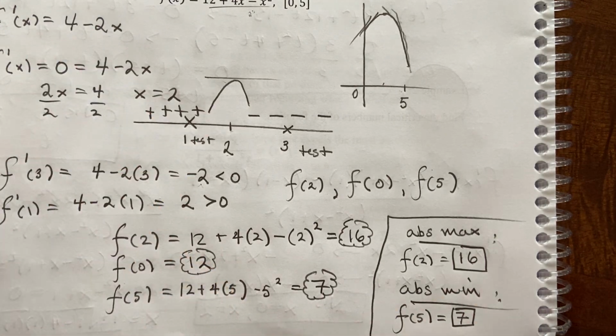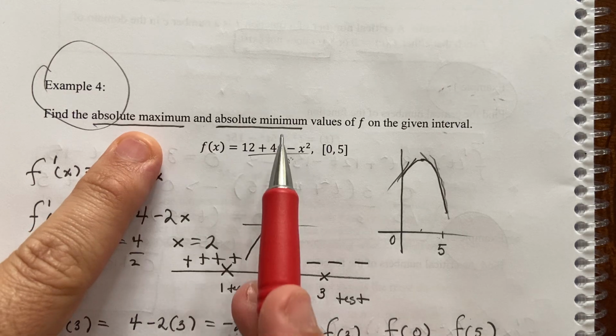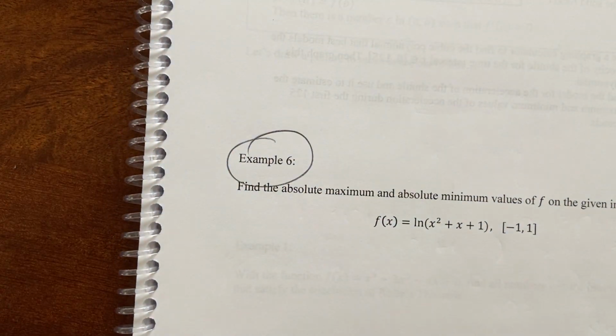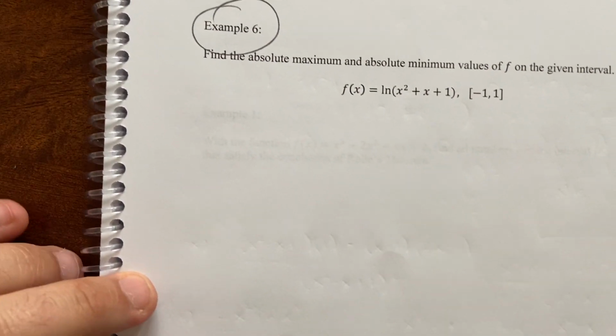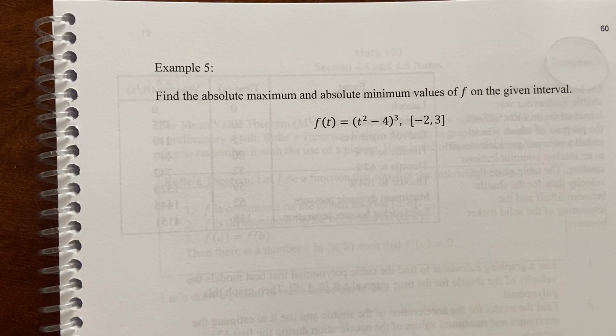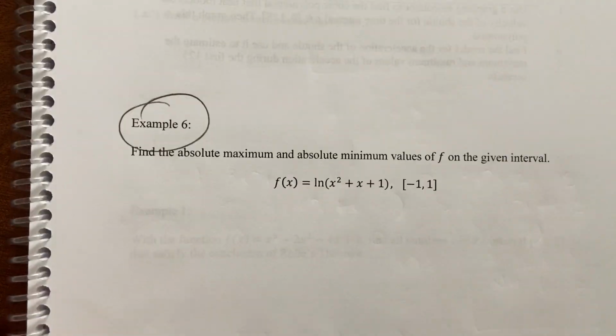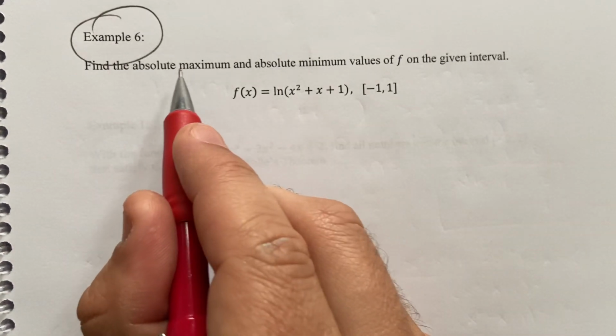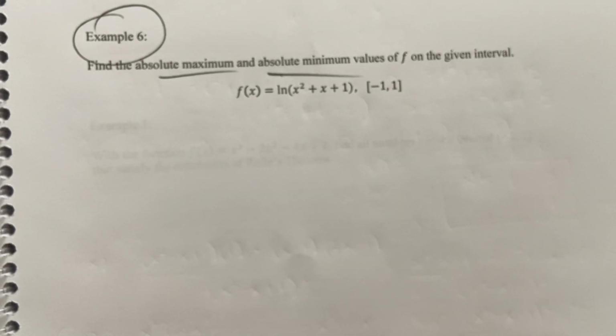And that's all this problem wanted. Find the absolute max and the absolute min. So on to page 60. All right, I'm skipping example 5. You'll see the key for that. Example 6. It says find the absolute max, the absolute min. We're tasked with the same goal here.